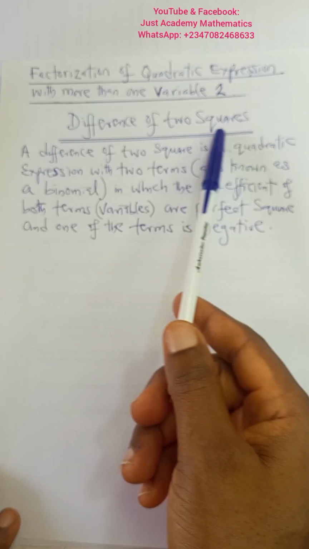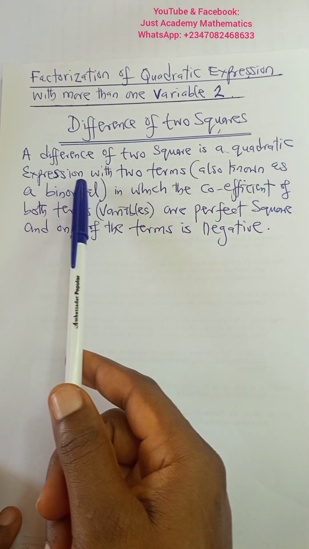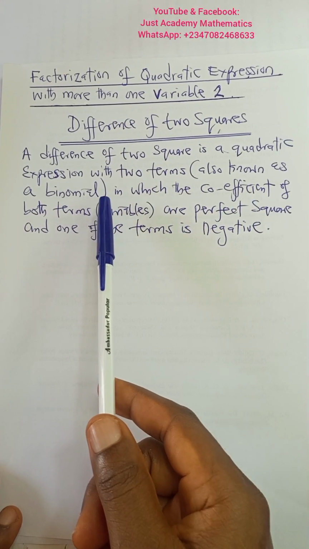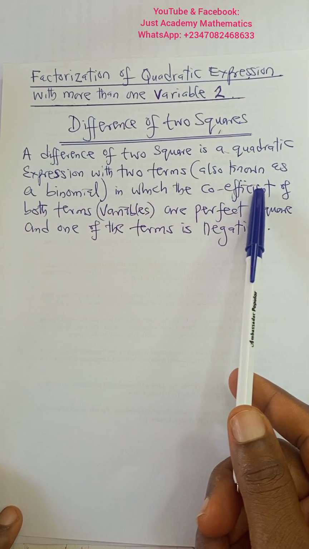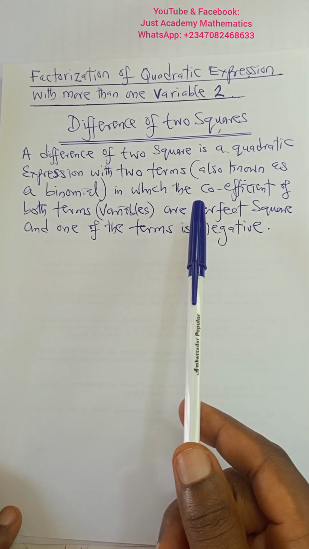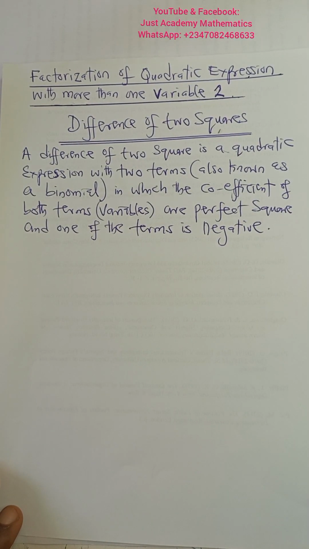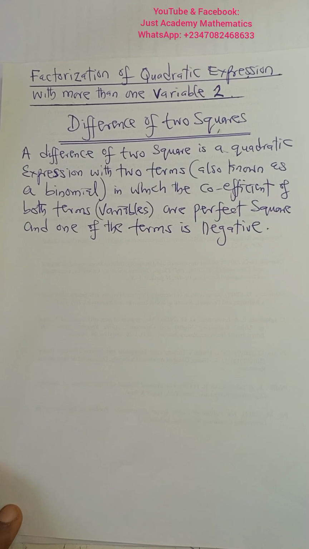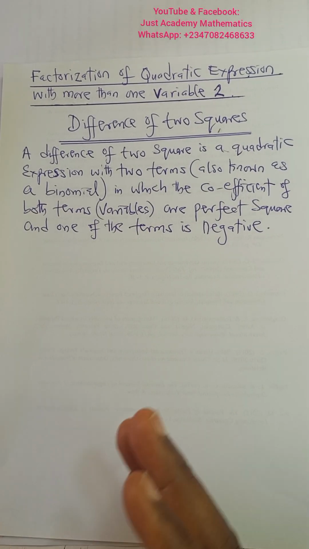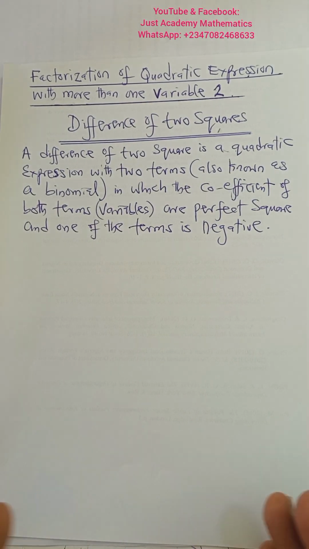Generally, when we talk about difference of two square, a difference of two square is a quadratic expression with two terms, also known as binomial. A binomial in which the coefficient of both terms, that is the both variables, are perfect square and one of the terms is negative. So what is the idea of difference of two square? Difference of two square is talking about the combination of two perfect square so that one of them is negative.